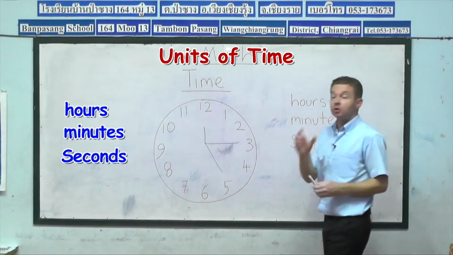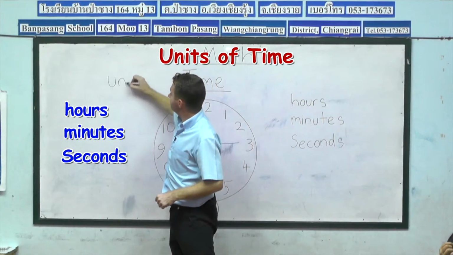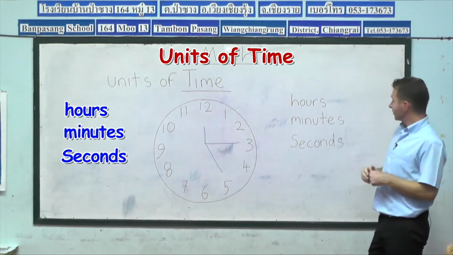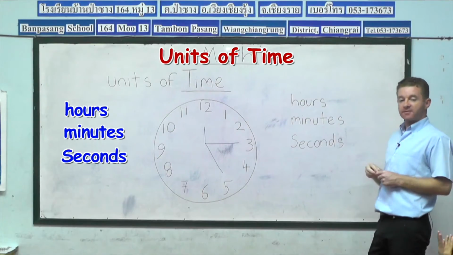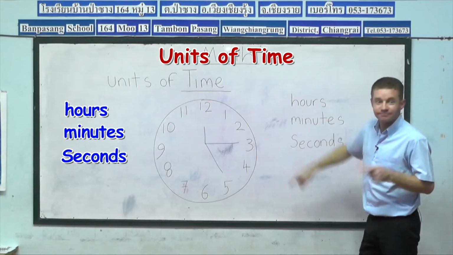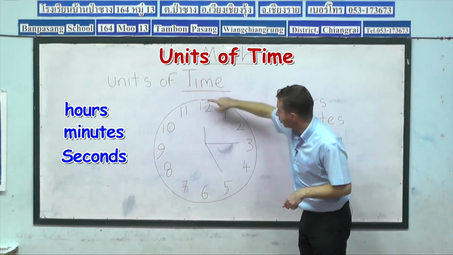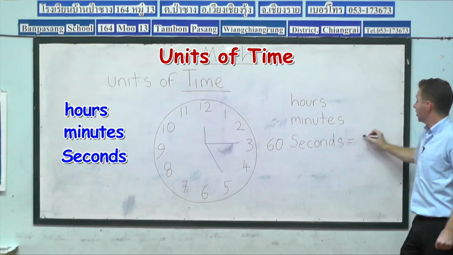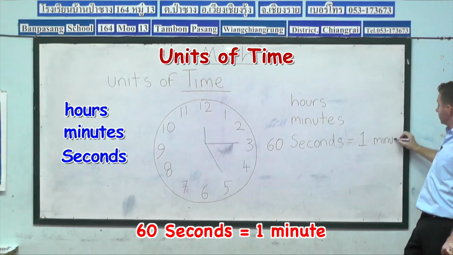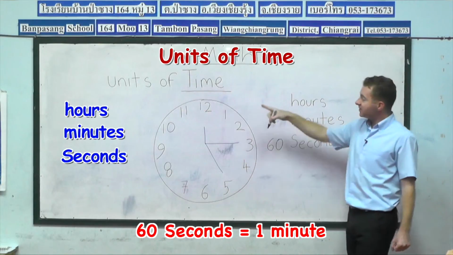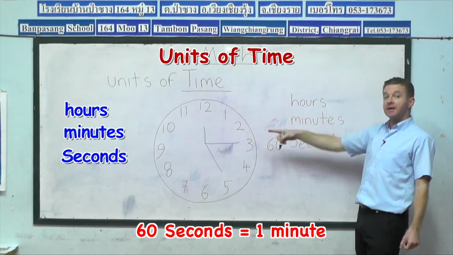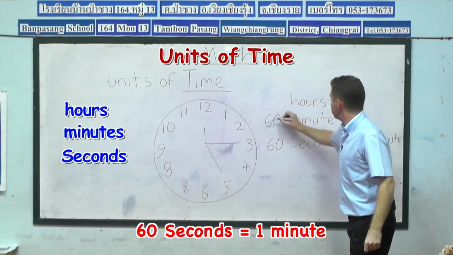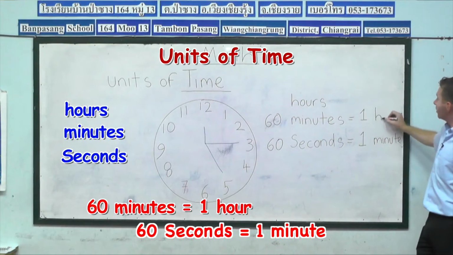So we've got hours, minutes, seconds. And this is what we mean by units of time. We can count the time in different ways. Units of time. For example, how many seconds in 1 minute? Can anybody think? 60, yes. If the second hand goes around the clock face once, it equals 1 minute. Now, how many minutes must there be to create 1 hour? Same again, exactly. 60 minutes equals 1 hour.